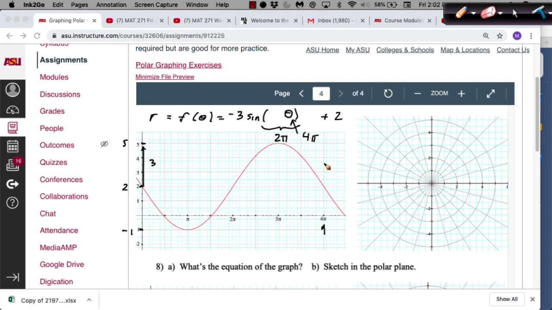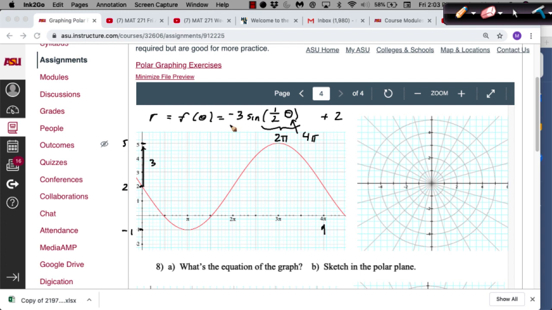So what do we need? What are we going to need here so that when I get to 4 pi, this thing in parentheses is 2 pi? 1/2, right? Does that make sense? So that's going to get me what? In the parentheses, it'll get me to 2 pi when theta reaches 4 pi. Okay, so that's the equation of the graph.